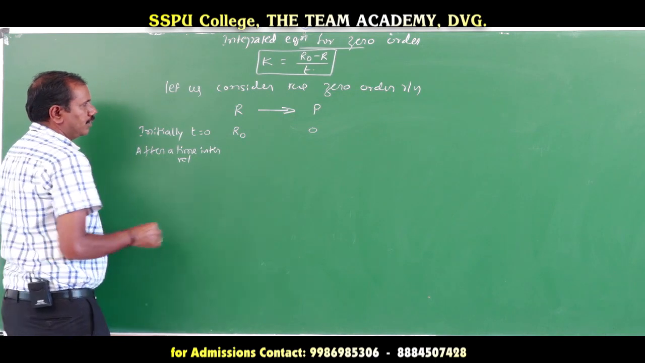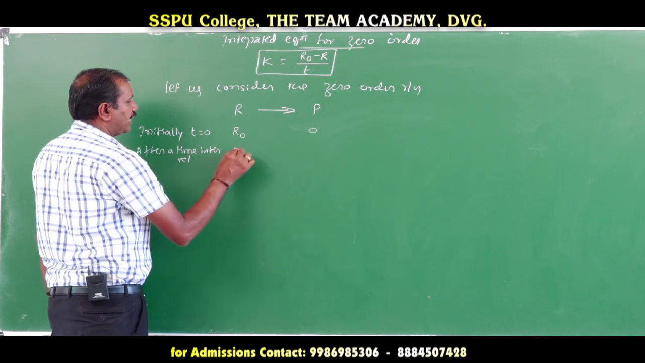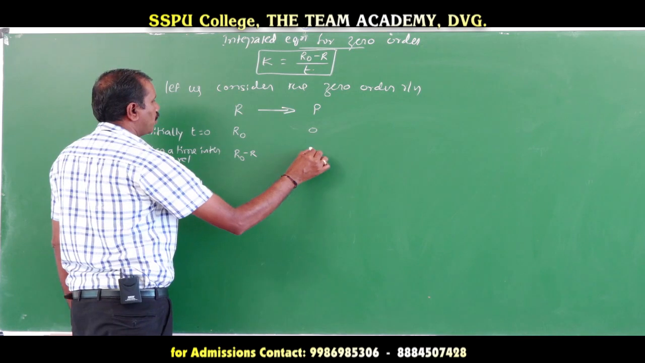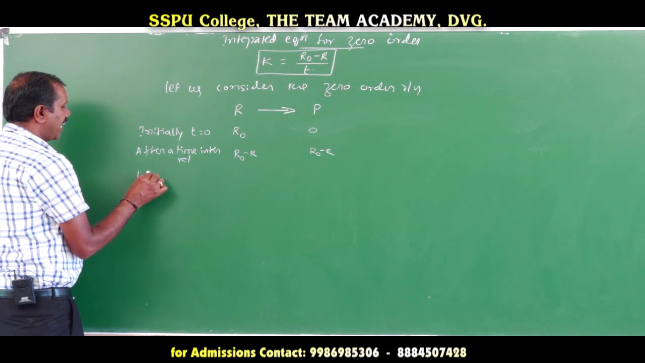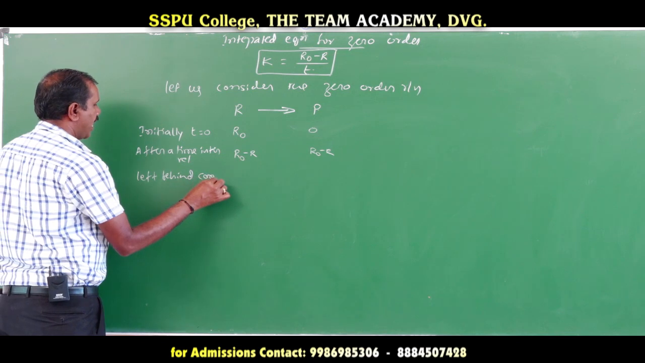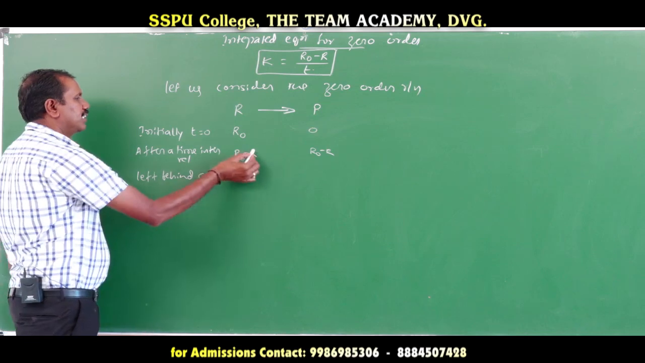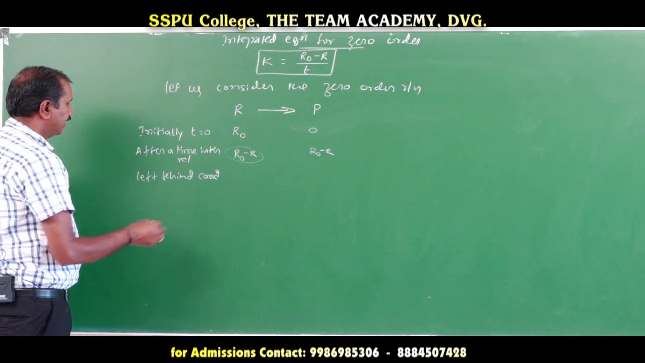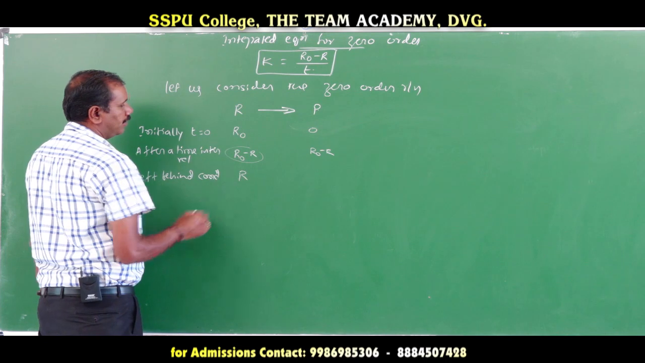some x moles can react, so I can write it as R naught minus R. Then the formation of product may be R naught minus R. Left behind concentration means the unreacted part: some x moles, that is R naught minus R, can react, then the left behind concentration becomes R.